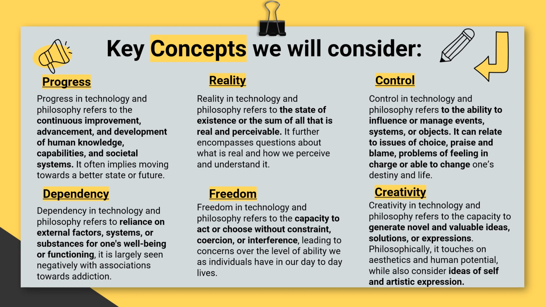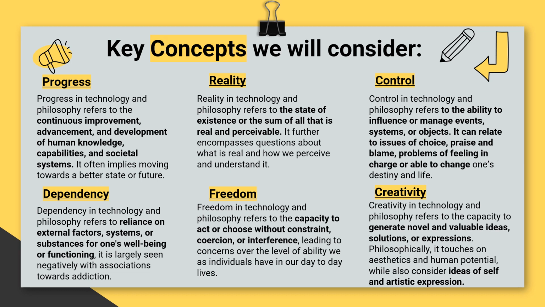Looking then, we have our 6 and we're going to go through them in a little bit of detail, but to give you a bit of a standpoint of what each of them are, we'll do a quick rundown. So when we look at progress, in technology and philosophy it refers to continuous improvement, advancement, and development of human knowledge, capabilities, and societal systems. It often implies moving towards a better state or future. So we look at this idea of progress as contributing to growth and betterment of us and our species through the use and development of technology.